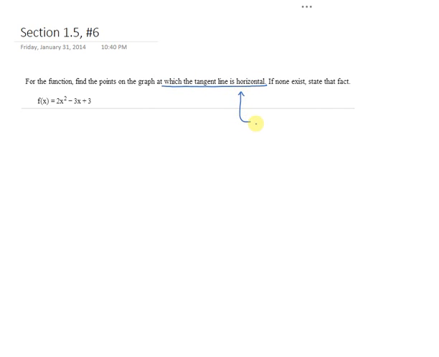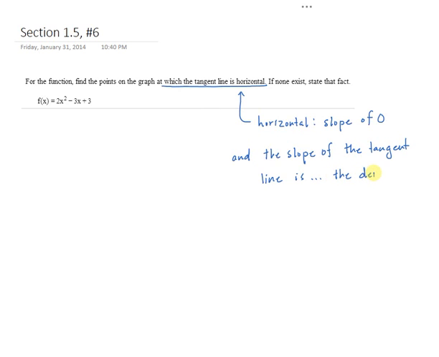So remember, horizontal just means we have a slope of 0, and the slope of the tangent line is the derivative. Okay, so our function is 2x squared minus 3x plus 3.